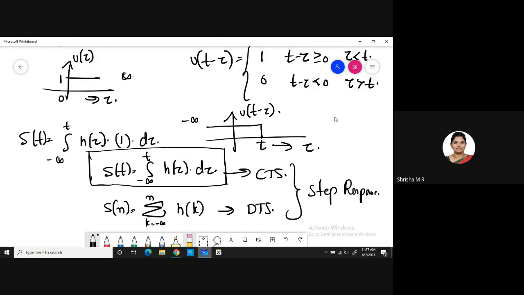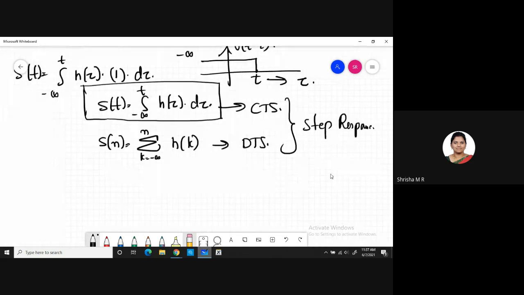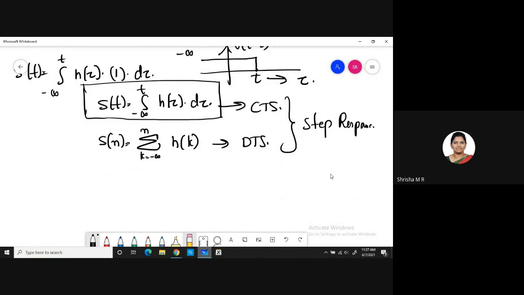Usually how they'll ask you problems is, you'll be given the impulse response, h of t or h of n, and you have to find the step response of the continuous time or discrete time system. Got it? Is it clear, everyone? Equation of step response clear? How did we get this equation?